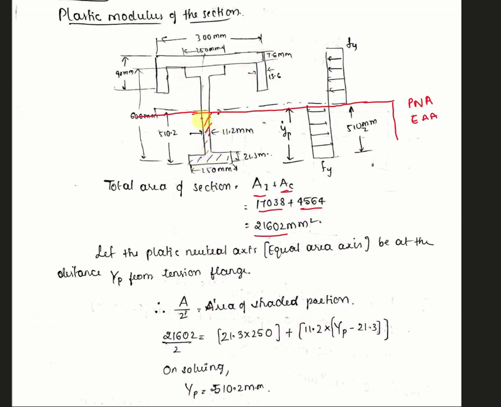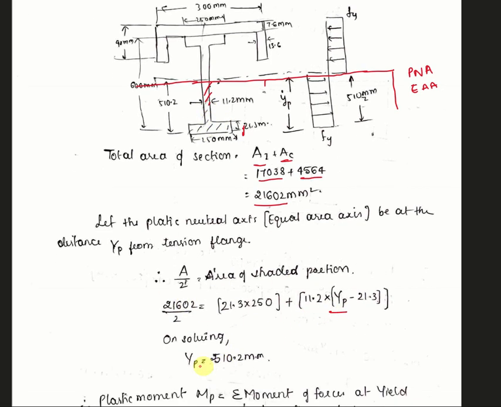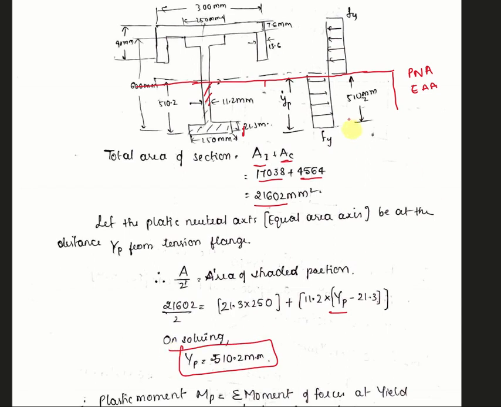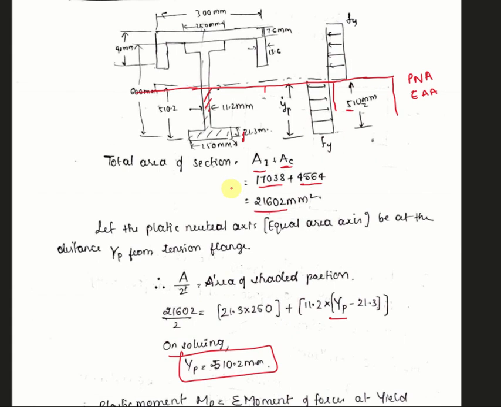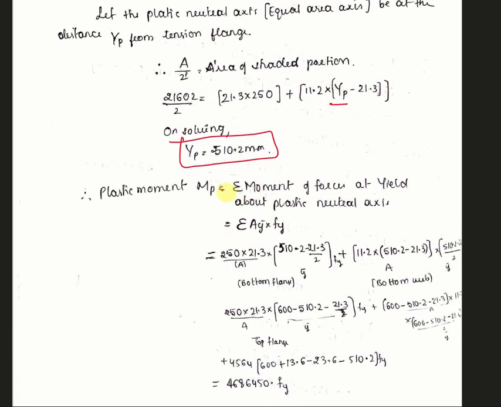So what is that? This rectangular area and this rectangular area. So 250 into 21.3 plus 11.2 into this distance. What would it be? YP minus 21.3, this one. So the only unknown value here is YP. Upon calculating, we will be getting YP as 510.2. So this is the location where we get the plastic neutral axis, the equal area axis.